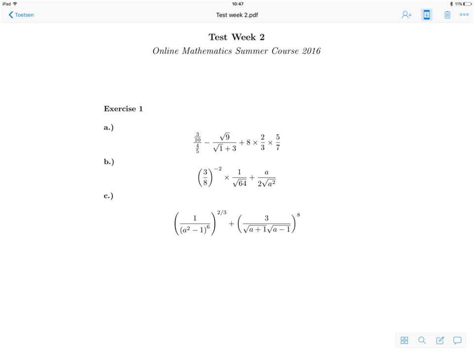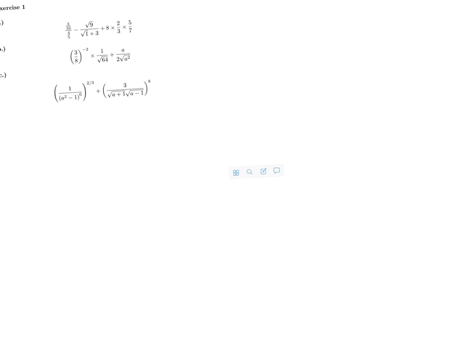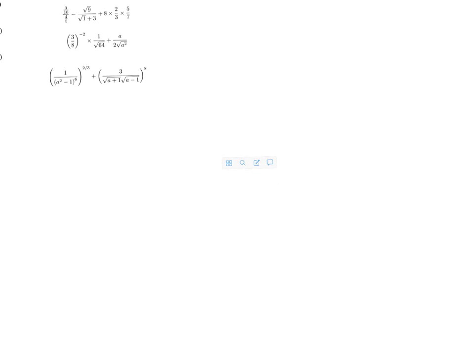So let's turn to the last one, to the C. And here we have to apply the following rule. Maybe you remember this: A divided by B to the power of C is the same as A to the power of C divided by B to the power of C. So I will apply this rule here.